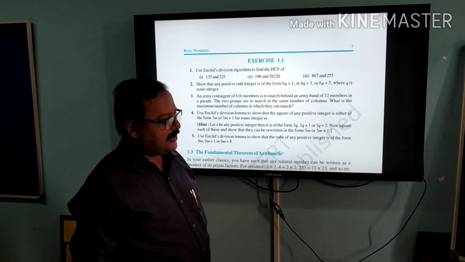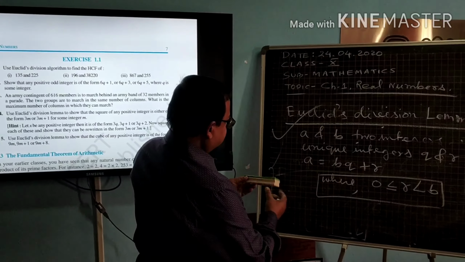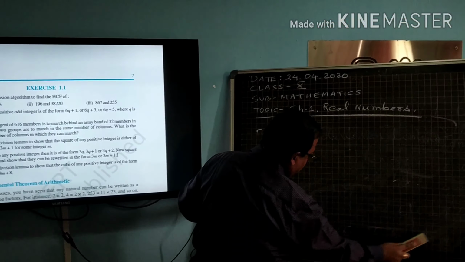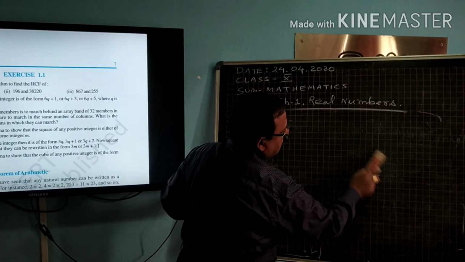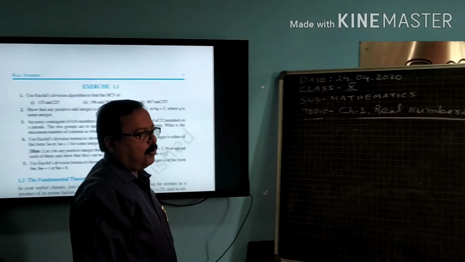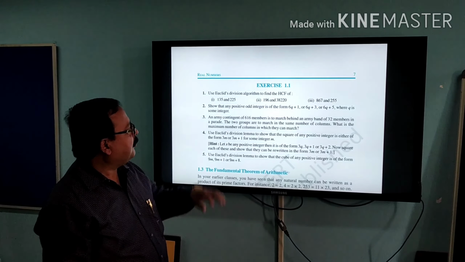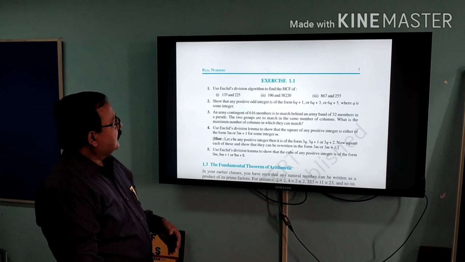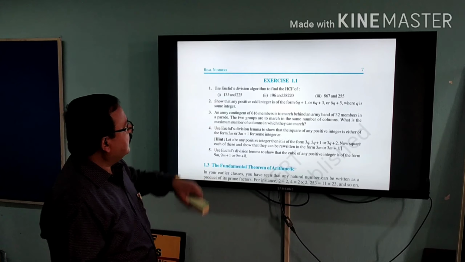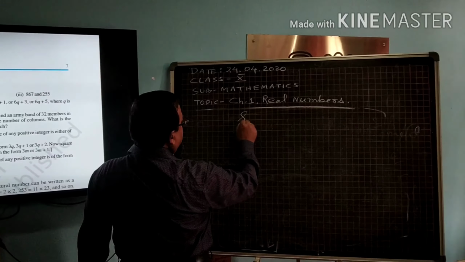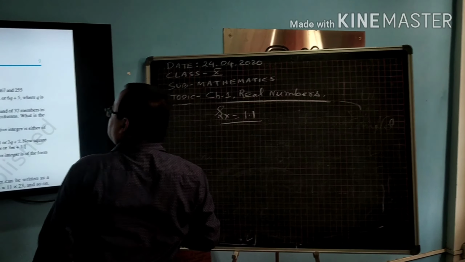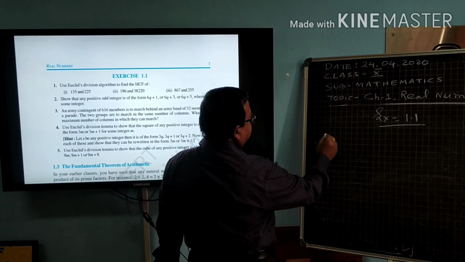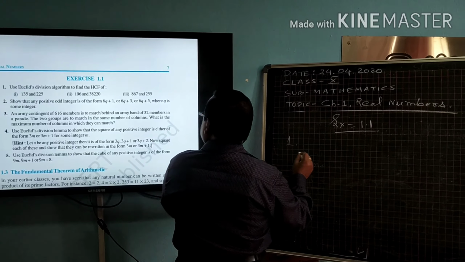Already I have told that algorithm. What is the algorithm? If we divide any number by another number, then the whole process of how we can solve the problem, the whole process total is called the algorithm, the Euclid division algorithm. Exercise 1.1 we can solve using division algorithm to find the HCF.